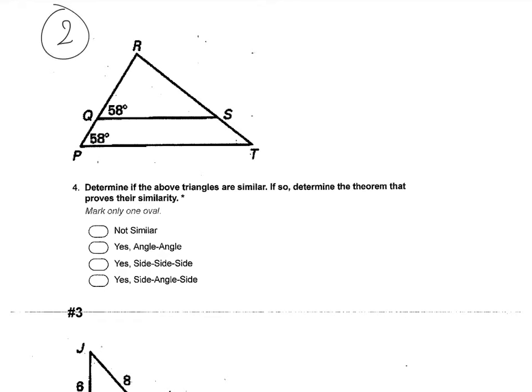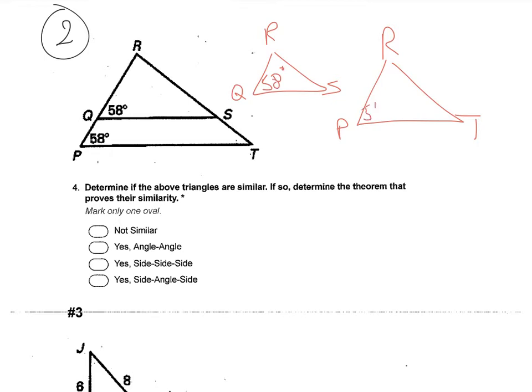It says that we want to determine if the triangles are similar. Again, we've got angle, angle, side, side, side, and side, angle, side, or you've got none. I would personally, and this is just me, draw these two triangles out separately. You've got one bigger one, one little one. The little one's going to be R, Q, and S. And the big one's going to be R, P, and T. So Q is 58 degrees, and P is 58 degrees.